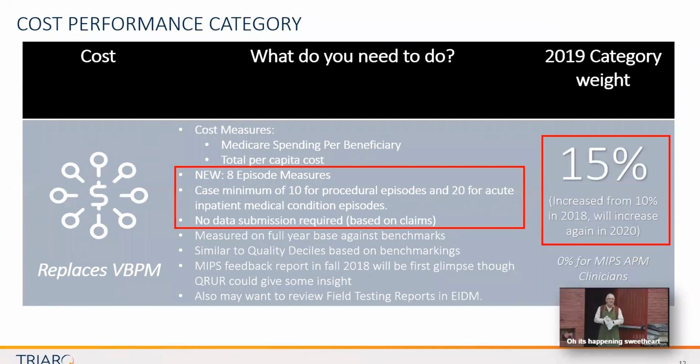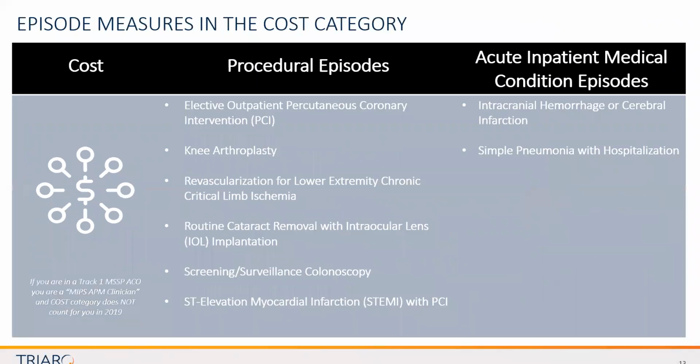It keeps climbing, and cost is really counting. And if you remember in 2017, our first year of MIPS, this was 0, and it's all the way up to 15%, and it's going to keep on increasing, guys. So, it's happening, sweetheart. I just told you there are 8 episode measures.